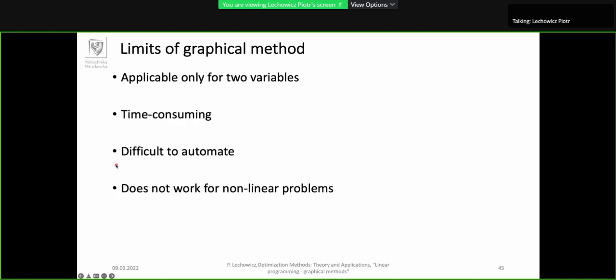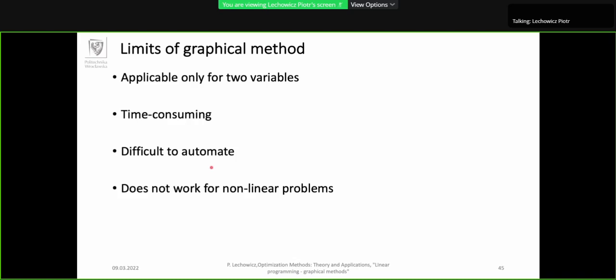And the highest disadvantage, I suppose, is difficulty to automate. It's not possible to create a tool, or it would be very hard to create or inefficient to create a tool which will draw the lines and move the lines and try to find the optimum in such a way. So it's easy for us for simple problems to solve them in such a way. However, for example, developing a computer software to solve the optimization problem, this method is not applicable at all.